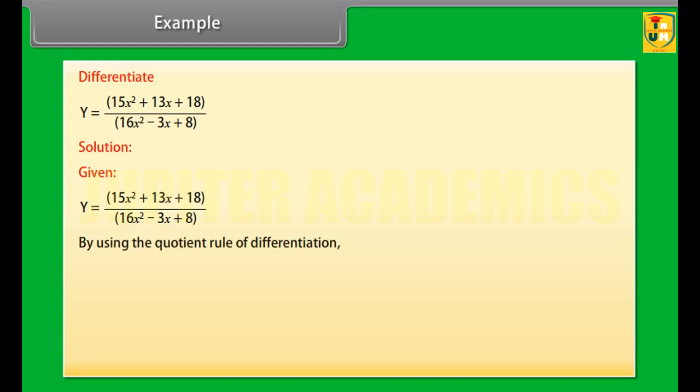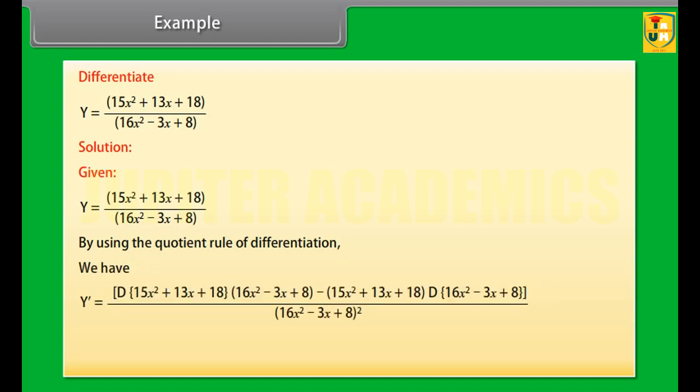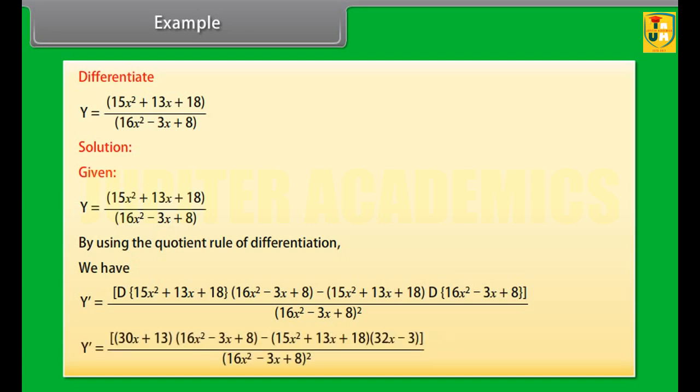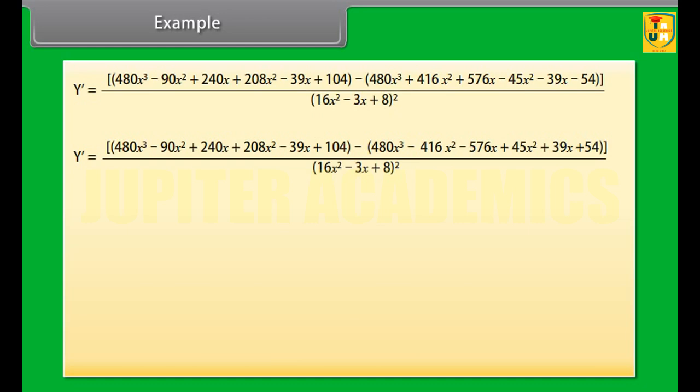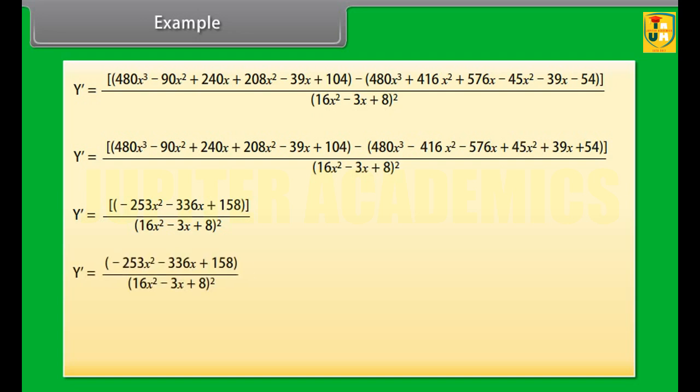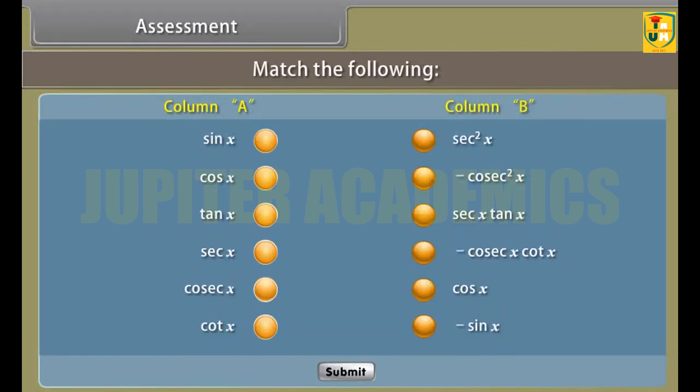By using the quotient rule of differentiation, we have y dash is equal to differentiation of 15x square plus 13x plus 18 into 16x square minus 3x plus 8 minus 15x square plus 13x plus 18 into differentiation of 16x square minus 3x plus 8 by 16x square minus 3x plus 8 whole square. By further calculating it, we get y dash is equal to minus 253x square minus 336x plus 158 by 16x square minus 3x plus 8 whole square.